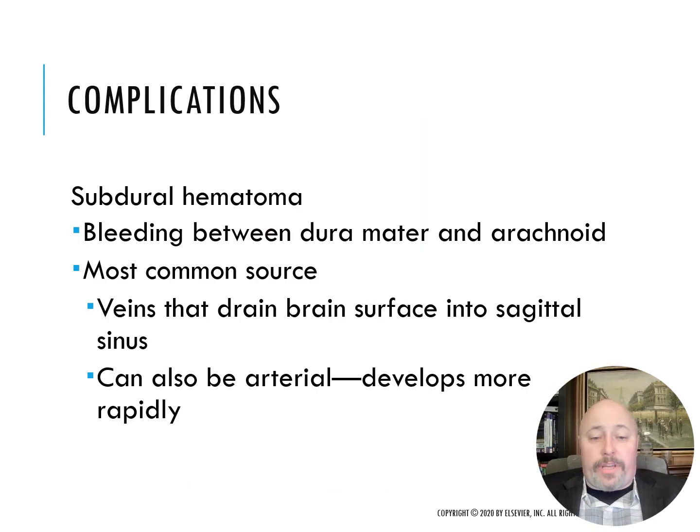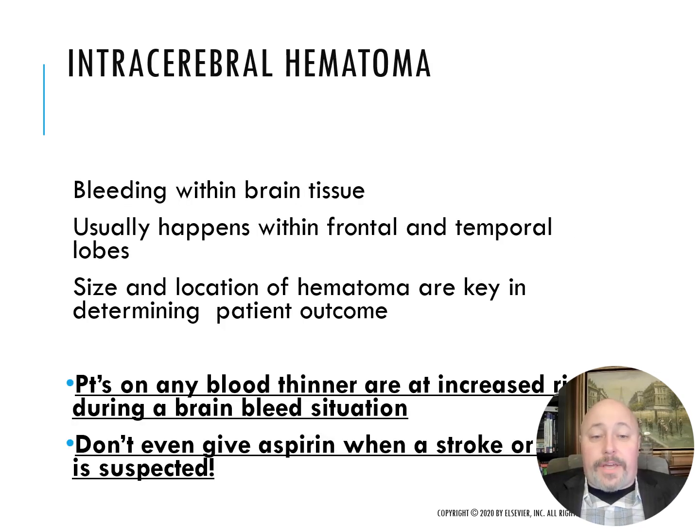A subdural hematoma is the bleeding between the dura mater and the arachnoid space. The most common source are veins that drain the brain surface into the sagittal sinus, and it could also be arterial, which develops more rapidly. In the case of an intracerebral hematoma, this is bleeding within the brain tissue and usually happens within the frontal and temporal lobes. The size and location of the hematoma are key in determining the patient outcome.